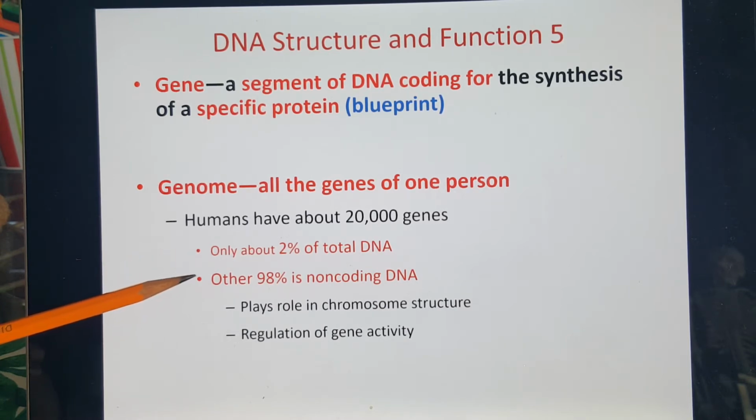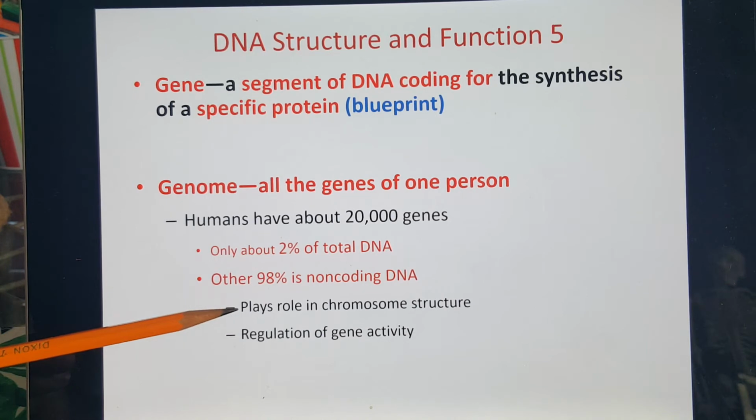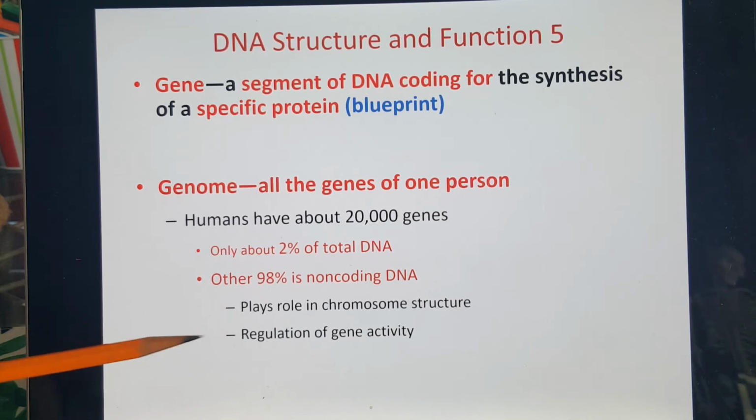The other 98% has to deal with the structure of your chromosome and regulating whether or not a gene is turned on or off. So protein production is highly regulated, making sure that you're not making copies of a gene that you don't need, and telling your structures, hey, this is where the start of the gene is, this is where the stop of the gene is. So not all of it is actually coding for a protein.